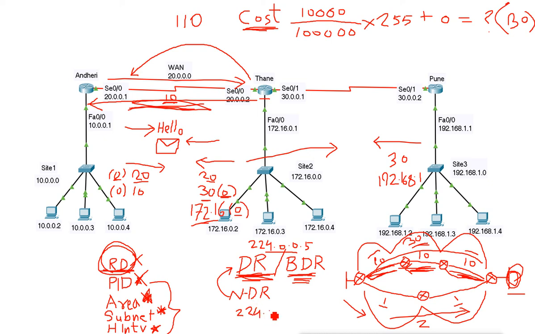That is 224.0.0.5 and 6, these two IP addresses. One is to send the information from non-DR to DR, and then DR to non-DR. So these hello packets will go using these multicast IP addresses. They get the reply, and they keep sending the hello to each other.